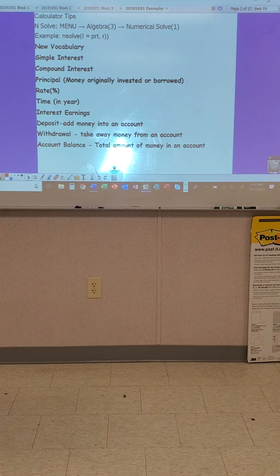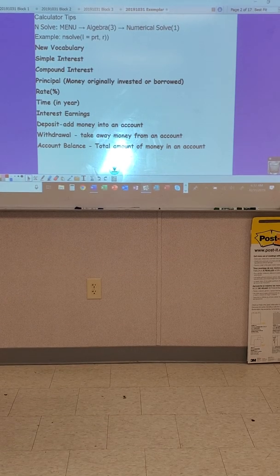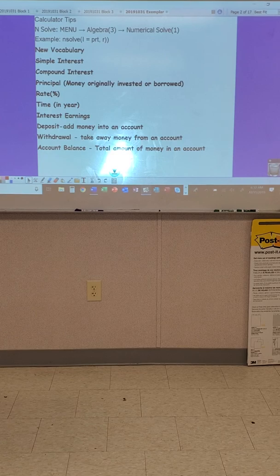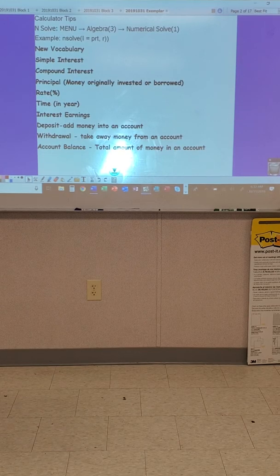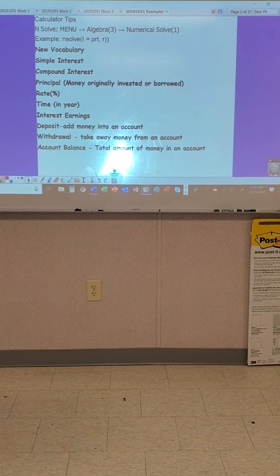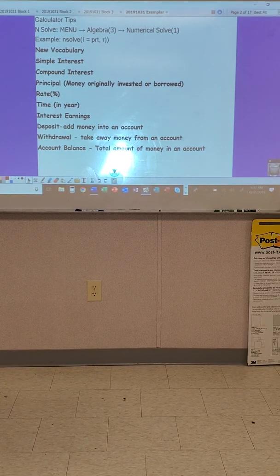The principal is the money originally invested or borrowed. That's what we use to calculate the rate against to find out the total cost of borrowing money, or the total value of a particular investment, if we know the rate that we either borrow at or that our investment earns. The rate is a percentage, and we express it in decimal form.